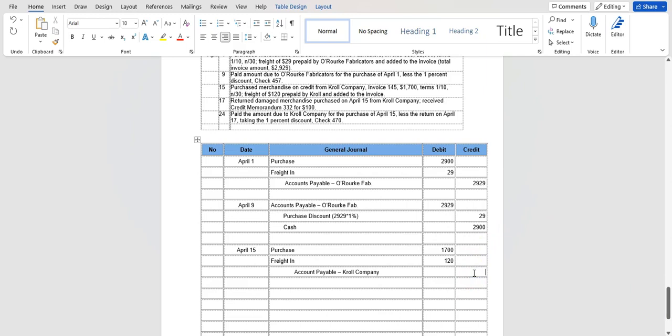Okay, so the total of this purchase and freight in is going to be $1,820, and that's just adding the two debits together. Okay, debits need to equal credits.